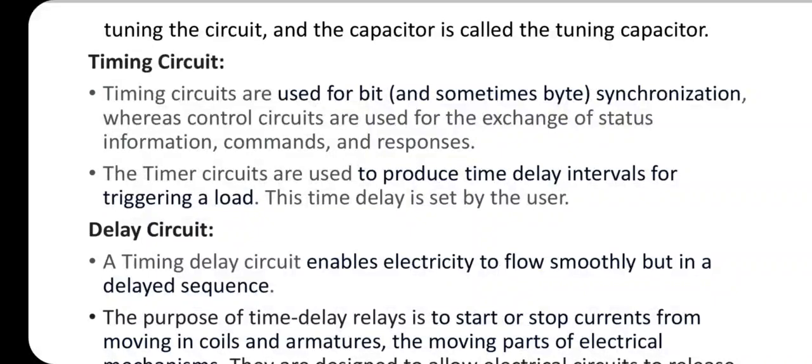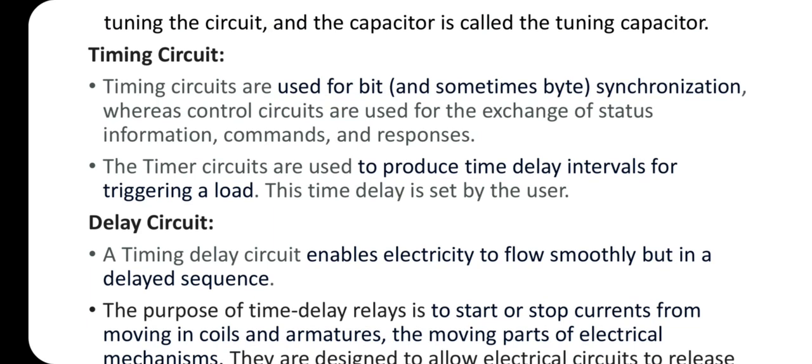Timing circuits are used for bit and sometimes byte synchronization, whereas control circuits are used for the exchange of status information, command and response. The timer circuits are used to produce time delay intervals for triggering a load. This time delay is set by the user.